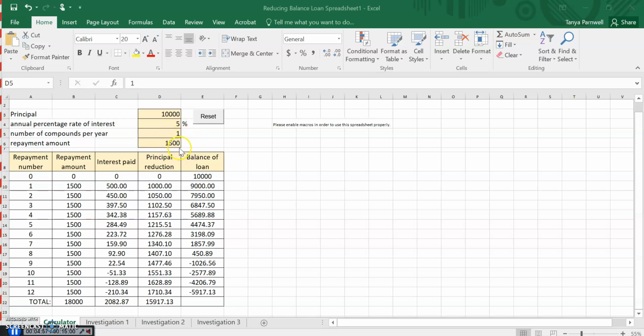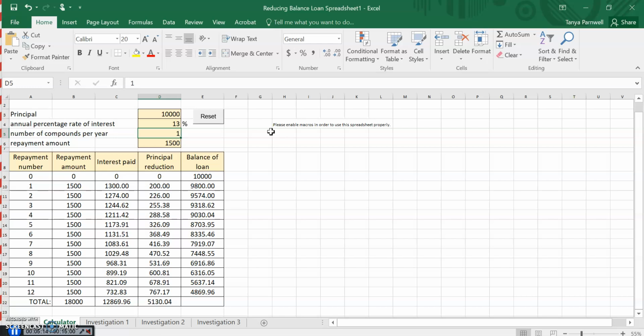But if the repayment amount stays the same, and the interest rate decreases, then the term of the loan will decrease. So back to our 10%, and we know there that it's being paid off in 12 repayments. If I were to increase that interest rate to 13%, for example, we can see here that after those 12 repayments, I still owe $4,800 on my loan.